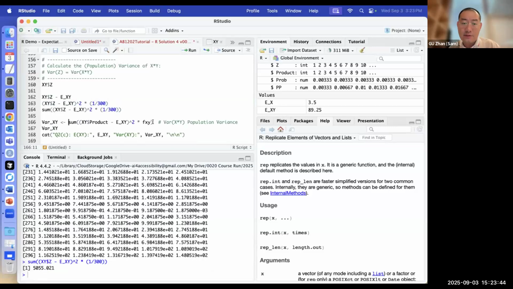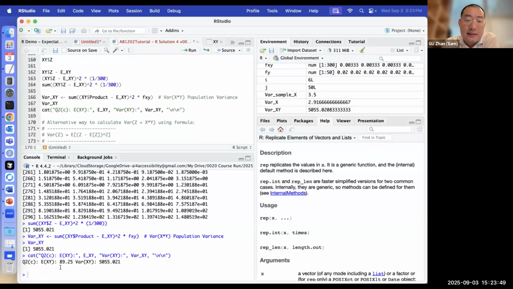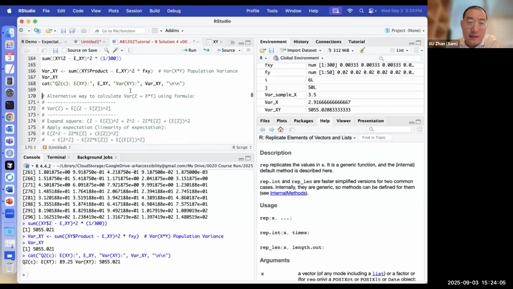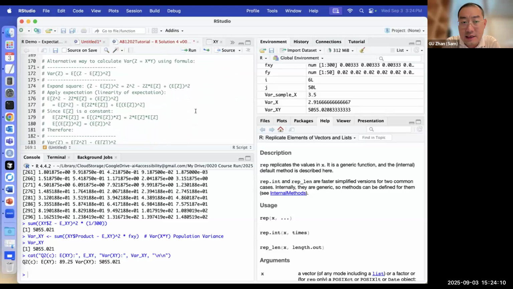So we can also calculate from here. This is exactly the same formula. You run it, it's showing you that the variance is 5055.021, and your expected value of x times y is equal to this number. So there are alternative ways to use a formula to calculate these because x and y are independent. So we start from here. Variance z. We want to calculate the variance z, right? Before we move the x times y into it.